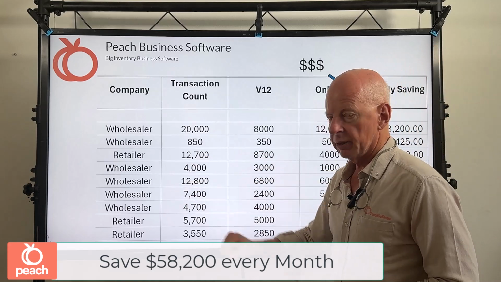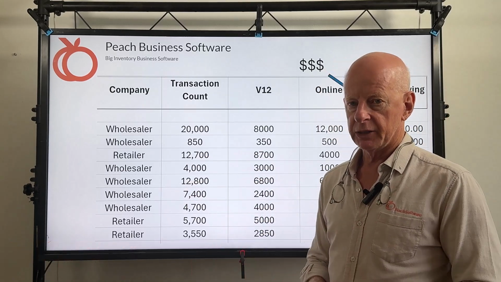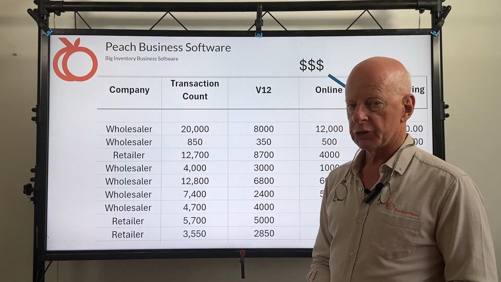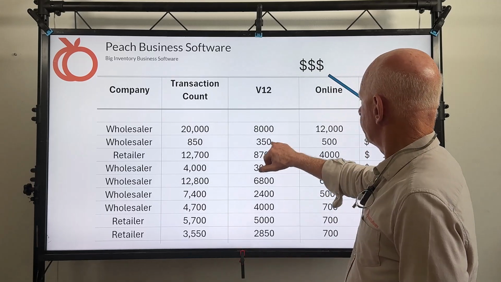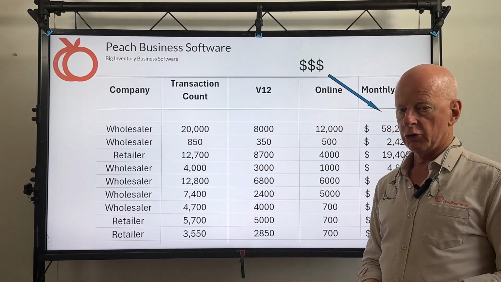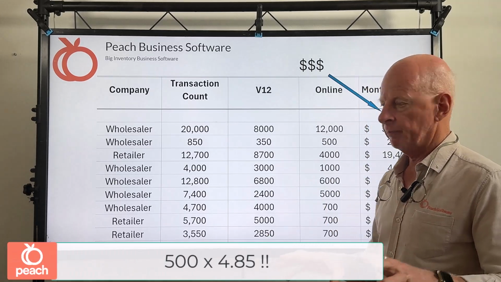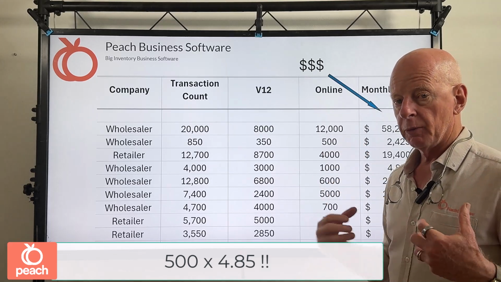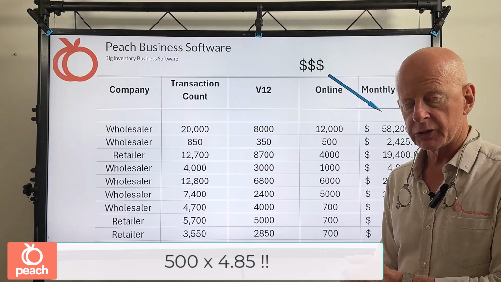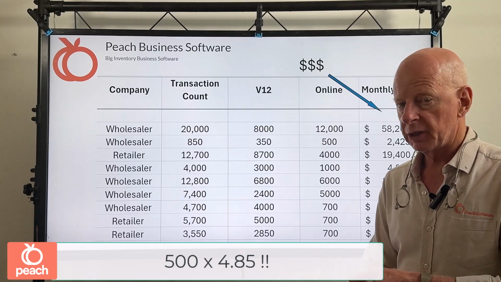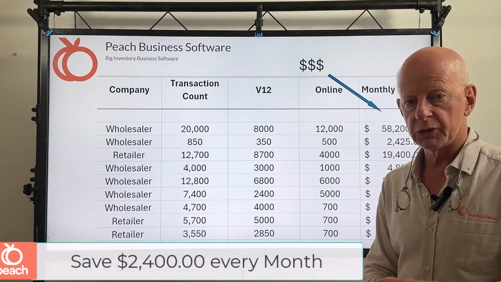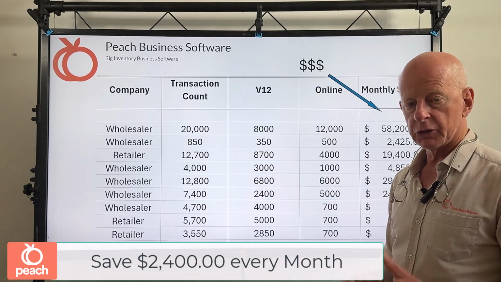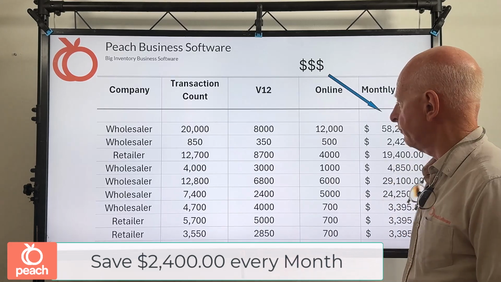I've got smaller businesses here because I'm sure many of you aren't as big as that. So here's another wholesaler. They put 850 transactions through a month, so much smaller. 350 go through V12, 500 through online. So that shows you even small business can succeed with Peach Online. And that 500 transactions entered automatically by the customer. They've accepted the pricing, they've accepted the delivery, they've checked their price and availability, they've looked at the product pictures and the specifications. That's saved $2,400 a month. So that's like 25 grand a year.